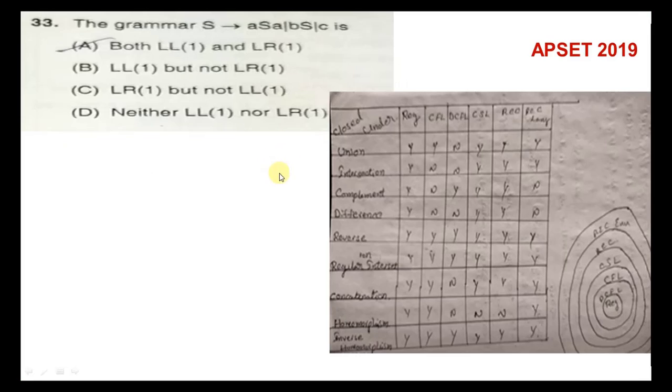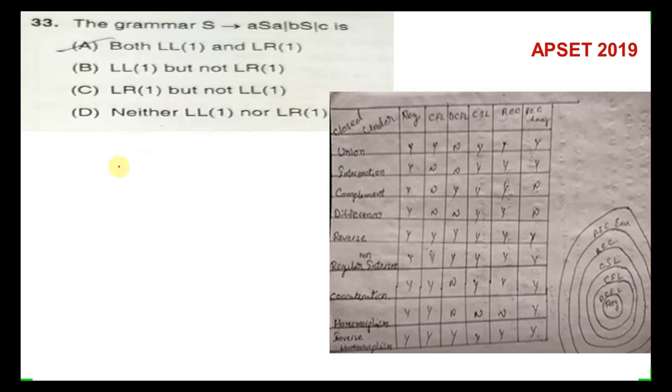Now see the next question, question number 33. The grammar is S tends A S A, S tends B S, and S tends C. If you observe this grammar, we have to find out whether the grammar is LL(1) or LR(0), or both LL(1) and LR(0).